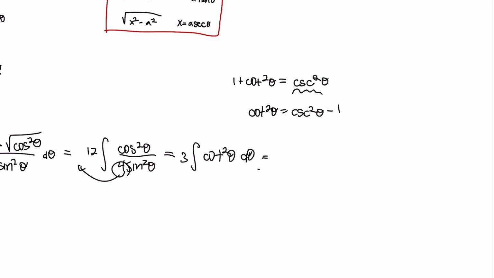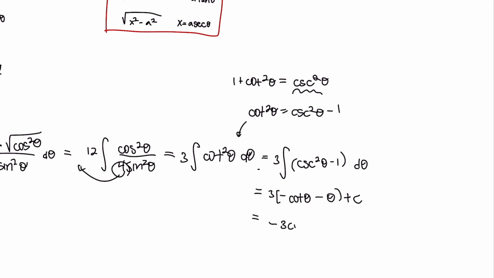So we can plug this back into the equation. So 3 integral of cosecant squared theta minus 1 d theta would be the proper integration substitution. And then 3 times the integral of cosecant squared would actually be negative cotangent theta minus theta plus c, which means negative 3 cotangent theta minus 3 theta plus c would be our answer.